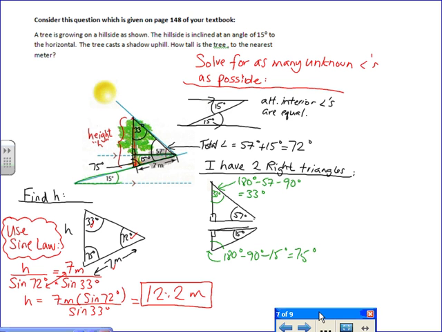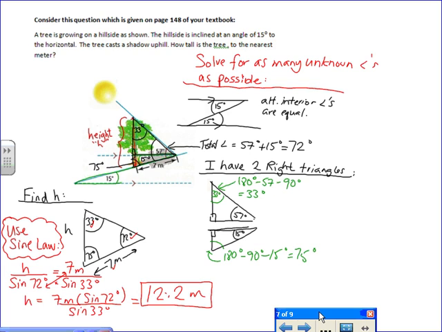But the trick here is to try to first get as many angles as you can in your diagram, and then recognize that you have an acute triangle where you have a side angle pair that's known, and we can use sine law. So this is a really great question. It ties everything together. I'd like you now to try some questions on your own.